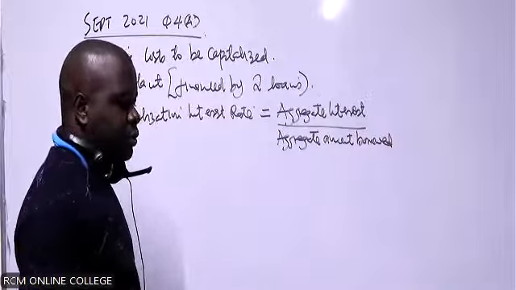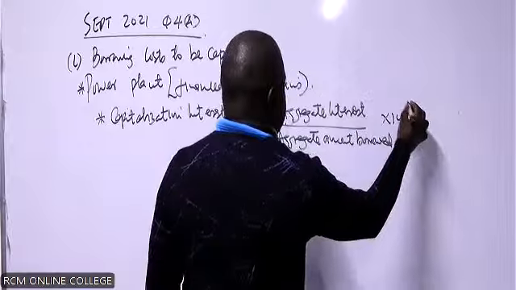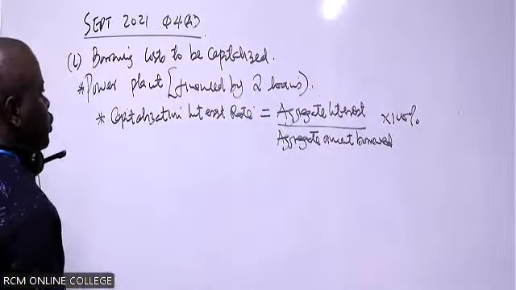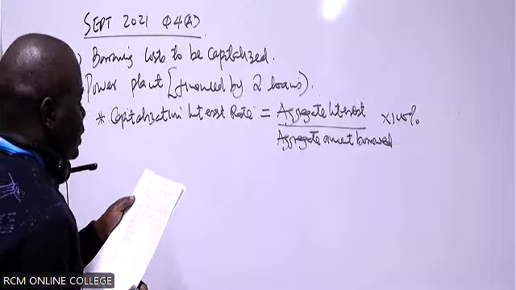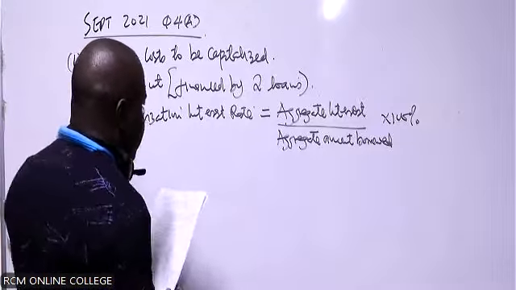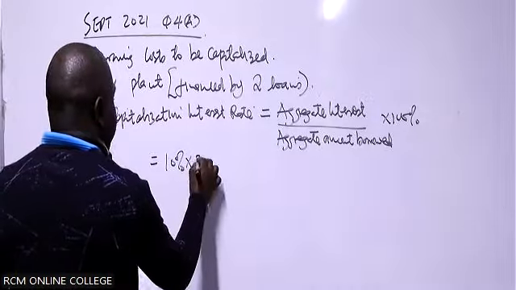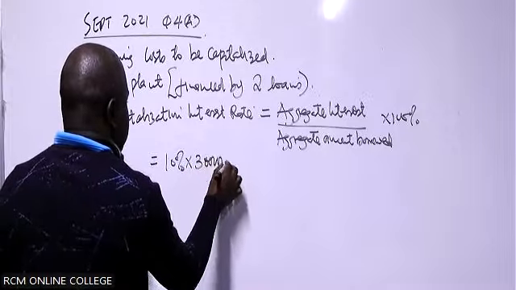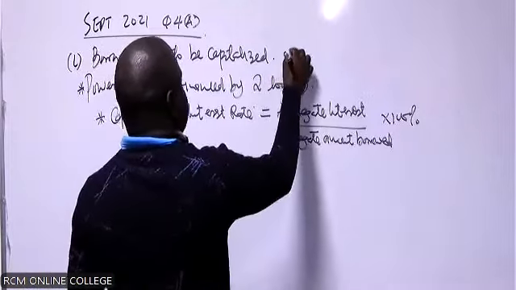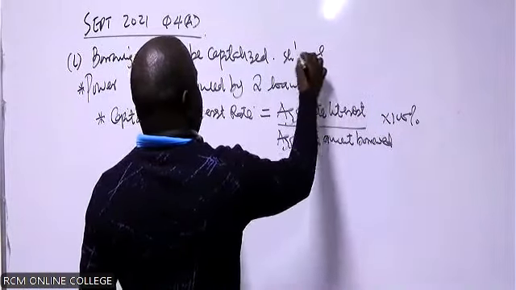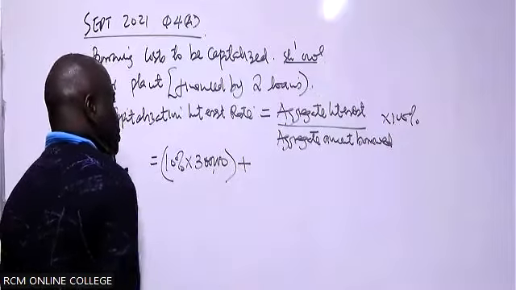Divided by the aggregate amount borrowed, then you multiply by 100%. So it means we'll have to compute the interest. So we have the 10% loan. We'll take 10% of 300, so it will be equal to 10% multiplied by 300,000, because our figures are in thousands. You can indicate our figures are in shillings of thousands. Then we add on. To aggregate simply means to add.